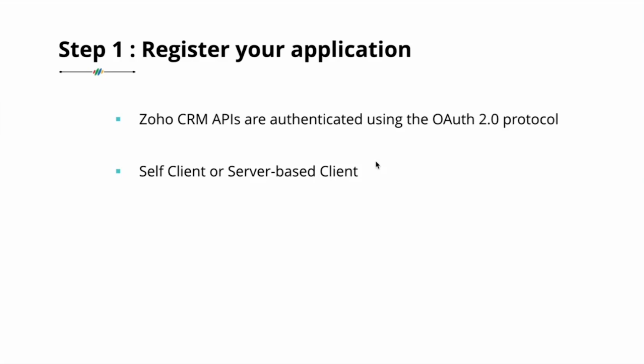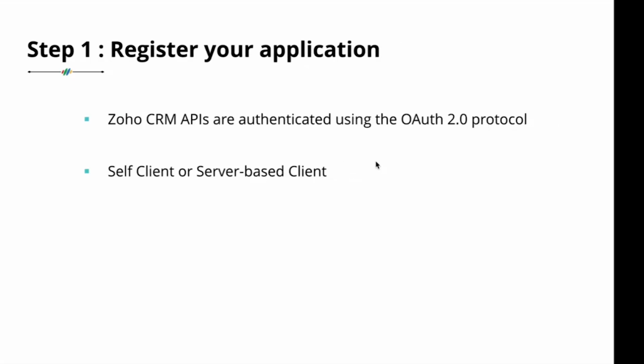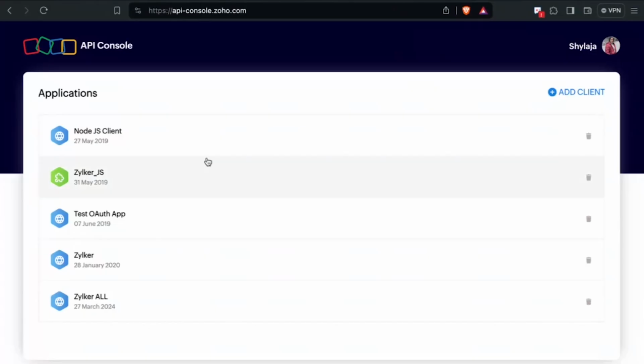And then you have to choose your client type. Because Python SDK is essentially a server-side SDK, you have to register yourself as a self-client or a server-based client. So let me just show it to you. So this is the Zoho API console, https://api-console.zoho.com. So here I'm going to add client.